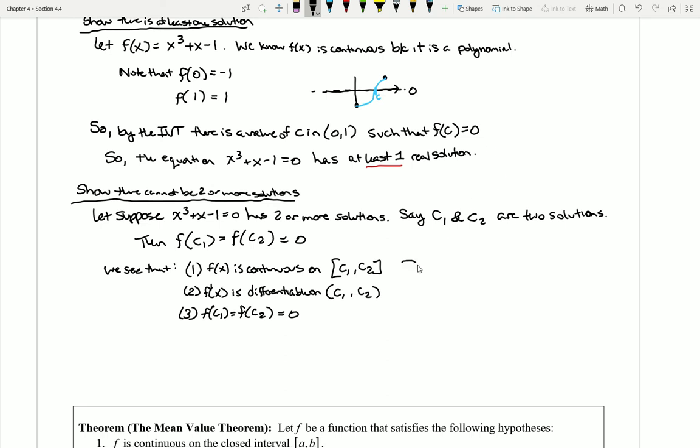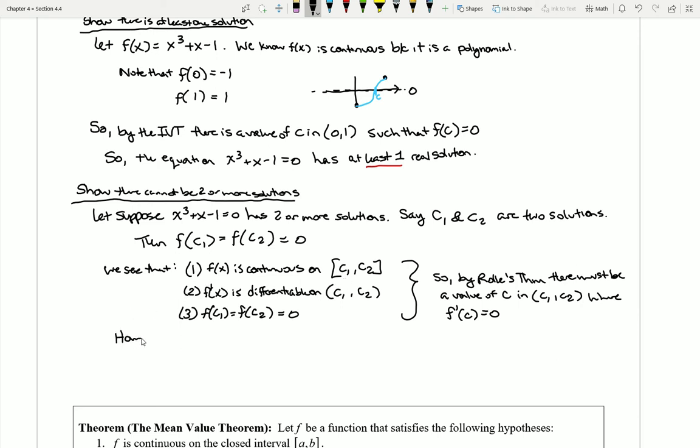So because these conditions are met, I can say that by Rolle's theorem, there must be a value, let's just call it c, and it has to be in the interval between c1 and c2, where f prime of c is equal to 0. So there's got to be some value in between these where I could get 0 back. Okay, so let's go try to find that value.